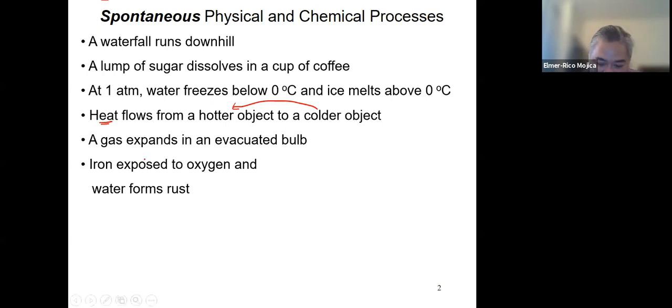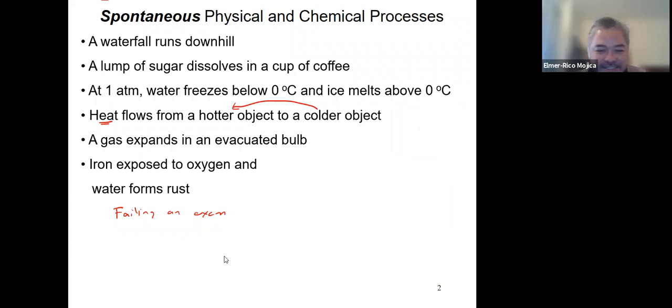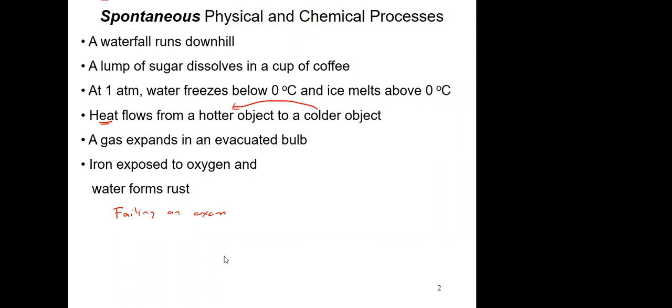Can we say failing an exam is a spontaneous process? Huh? No. Let's see. I'll try to make a poll so I could get your opinion.